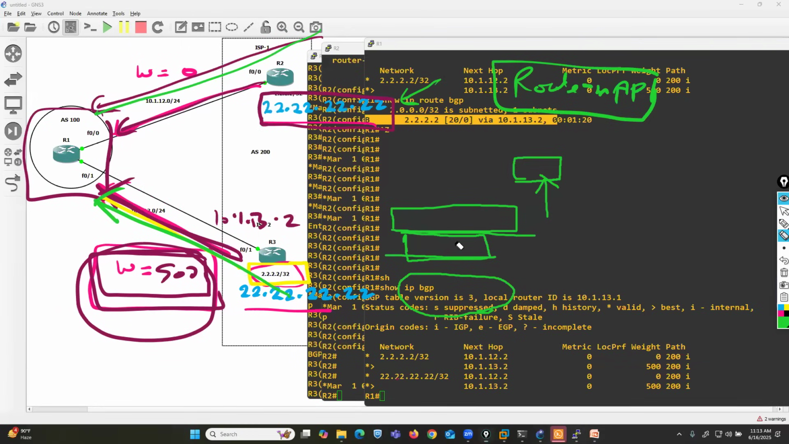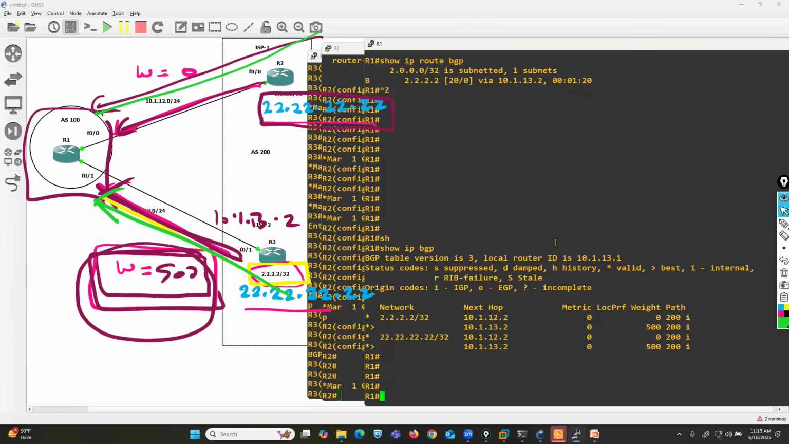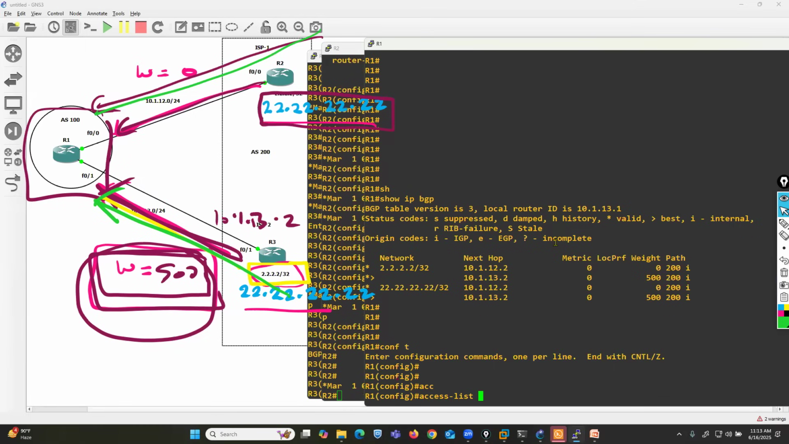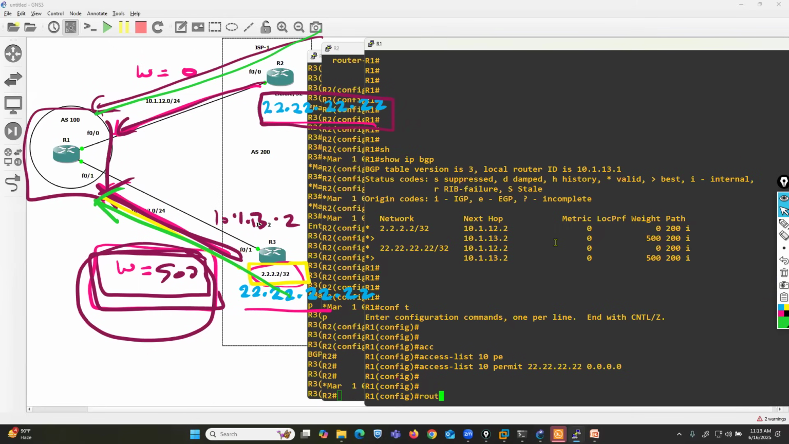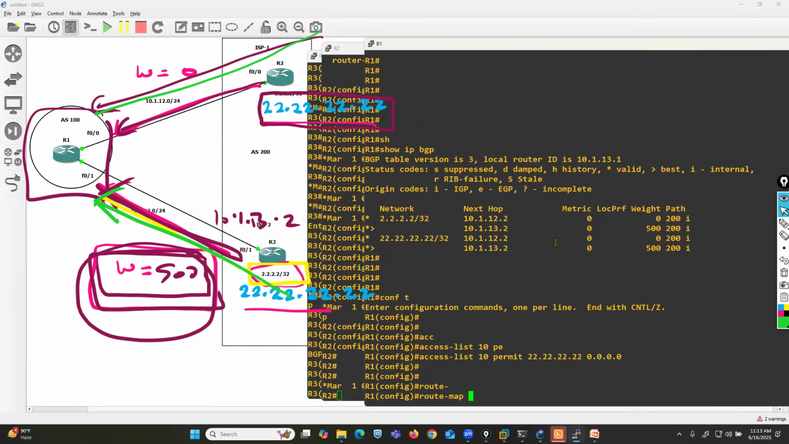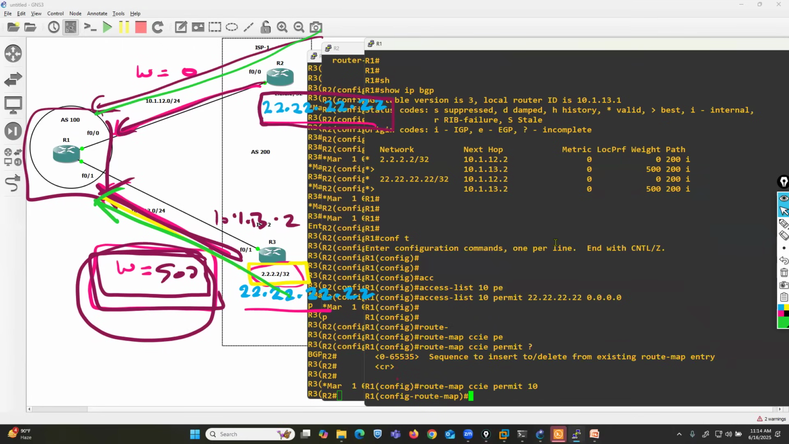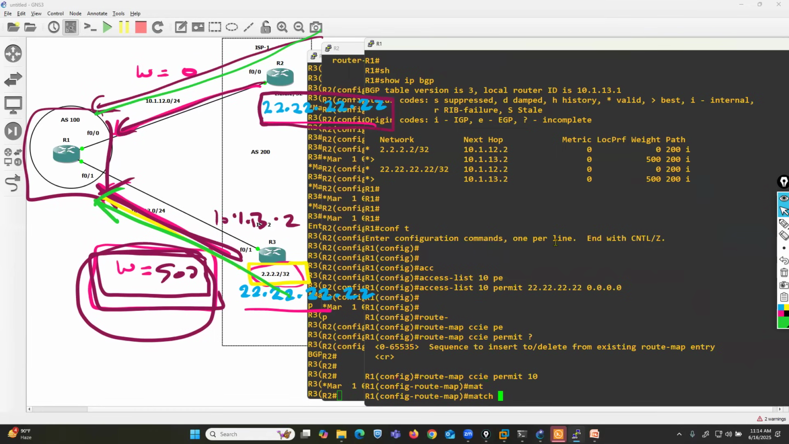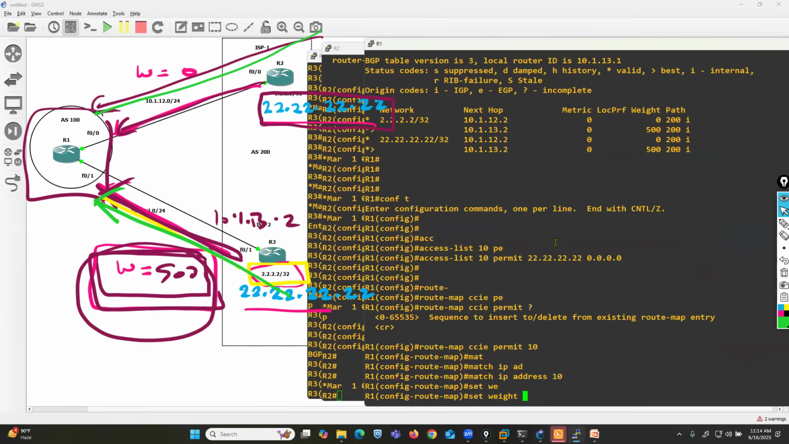Let's go to R1. I can only manage the branch office. I don't know anything about the ISP. I can only manage the branch office. So what I can do, I'm trying to create an access list. Access list 10 permit 22.22.22.22 with wildcard mask. Now route map, remember the route map command, route map name I'm using CCIE, permit, sequence number 10. Now match, please match IP address 10 and then set weight. The command is what? Set weight.